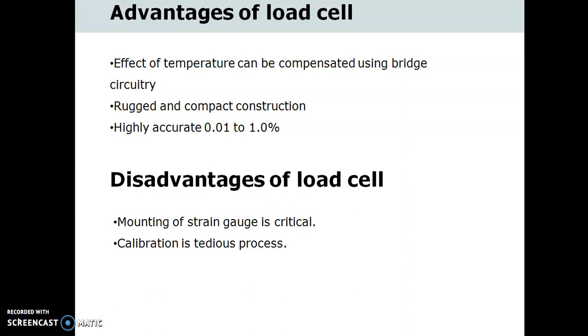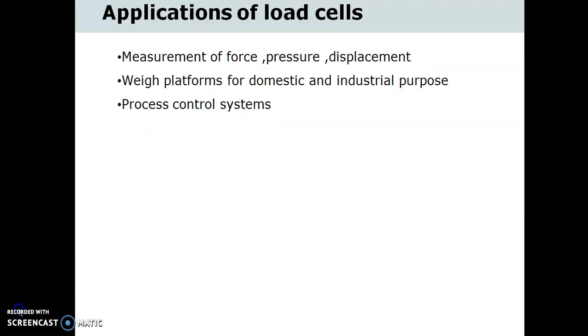There are a few disadvantages of this load cell. The mounting of strain gauge is very critical. Also, the calibration is very complicated. Now see where these load cells are used. It is used basically in the measurement of force, pressure and displacement quantities. Also, it is used in weight platforms for dynamic and industrial purposes. It is also used in process control systems. So simply, the load cells are used for the measurement of weights.